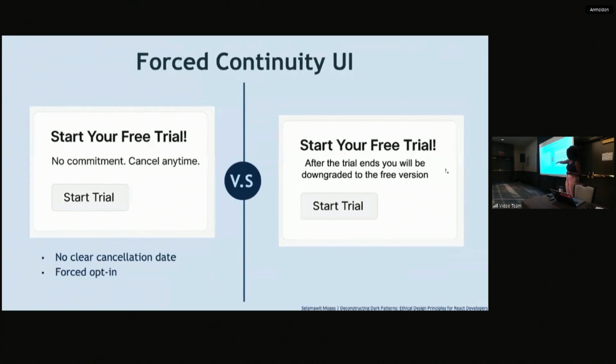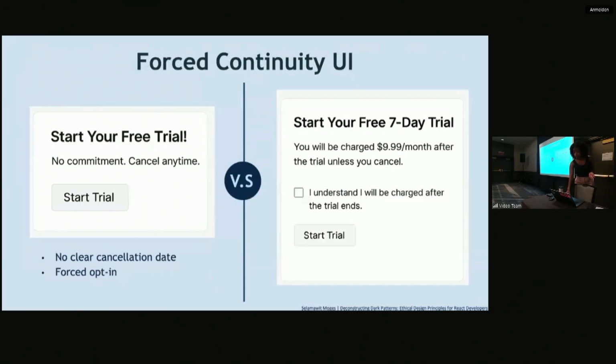So the right side, you can see no clear cancellation date. And then what's not obvious from this is a forced opt-in, where they automatically charge you after X number of days or weeks. A better approach would be to have a clear text saying when something is going to happen, or just ideally, you'll just get downgraded to the free version after the trial is over. Or another option is having some sort of checkbox saying, hey, we've acknowledged that this is what's going to happen after the fact. And then again, having that text message, email, or something to just give the user a reminder.